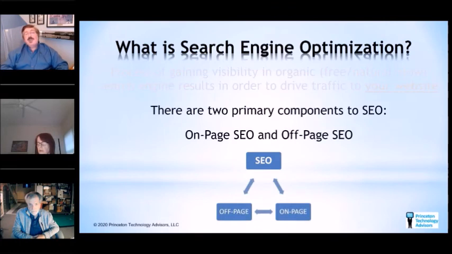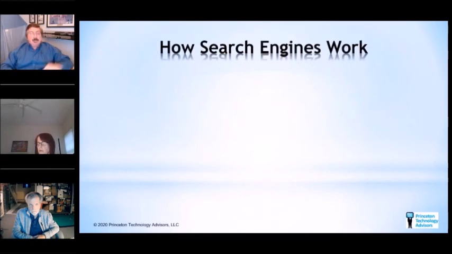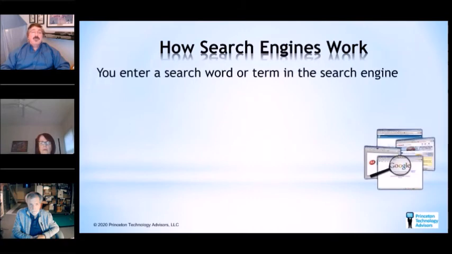Now, there are two primary components of search engine optimization. One is called on-page SEO, and the other is called off-page SEO. Just keep these in mind, and we'll touch on them in a moment. But before you can really understand more about SEO, I thought I would talk a little bit about how search engines really work.